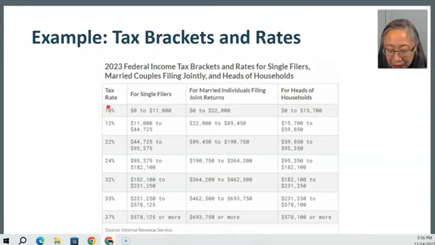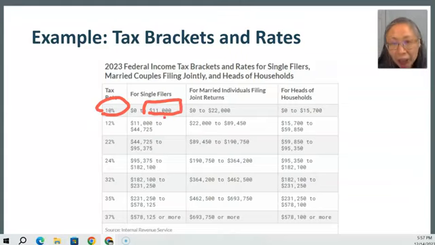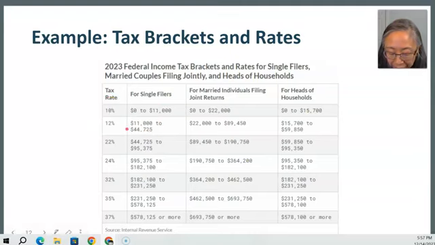So notice that this is important. So the first tax rate, 10%, applies to, I'll use the individual as an example here. So up to $11,000 is taxed at 10%. The next, so anything above $11,000, so from $11,000 to $44,725. So if you look at the difference, the next $33,725. So $44,725 minus $11,000 is $33,725. The next $33,725 is taxed at 12%.